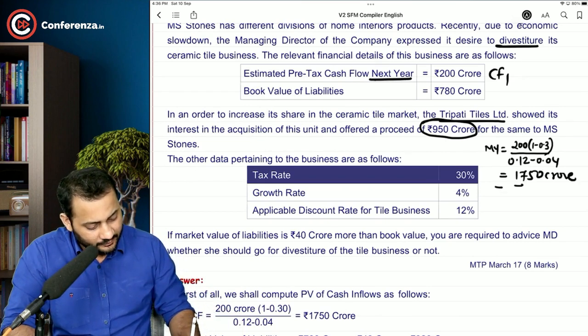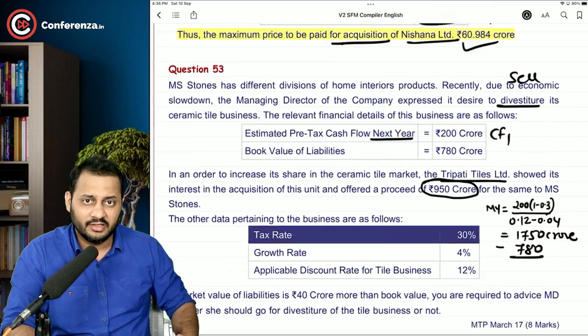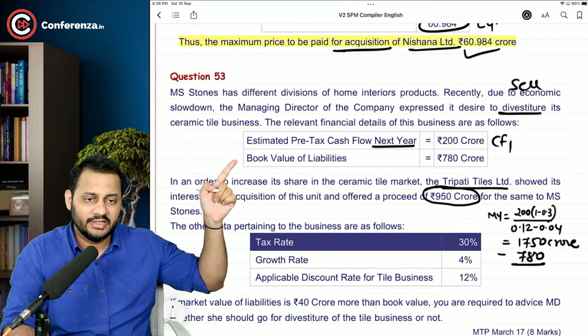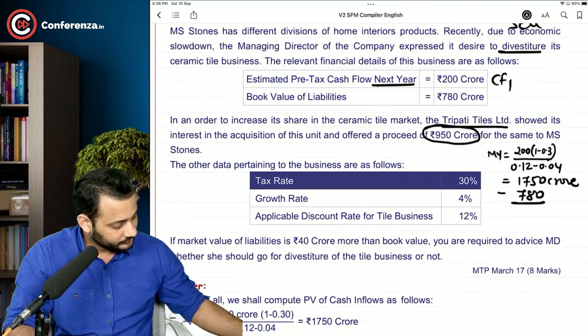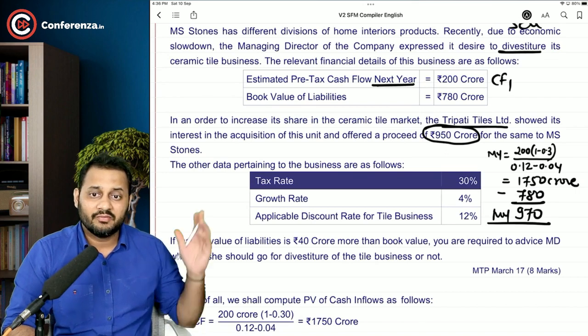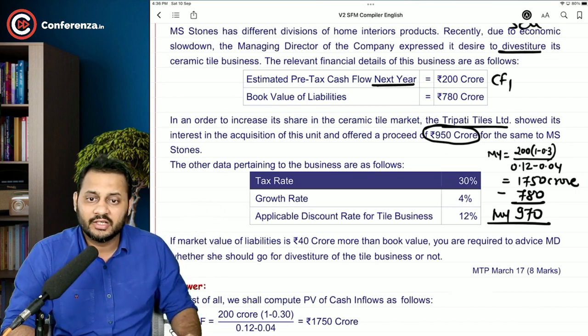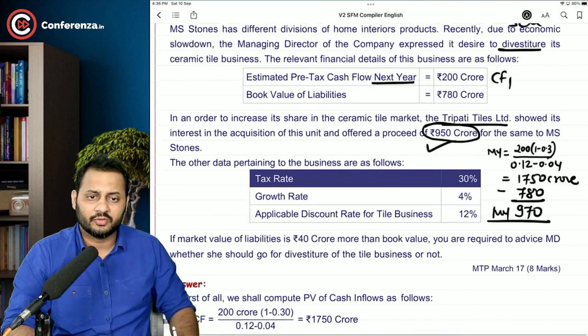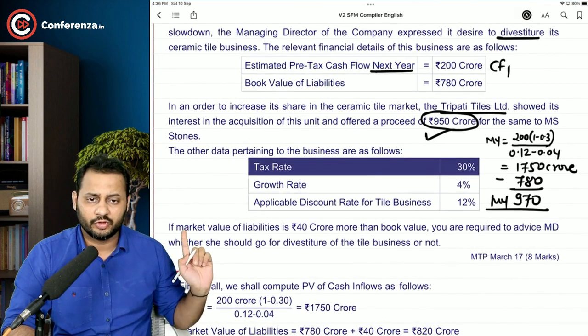Out of that, the liabilities of 780 crore will be settled, isn't it? The book value of liabilities is 780 crore. So the market value of this business comes to 970 crore. And we have been offered 950 crore. Okay, let's have a look at more information if we have.